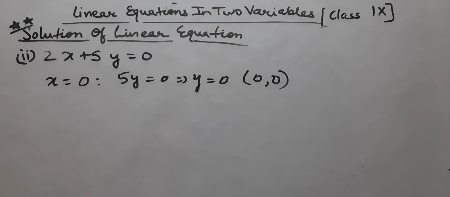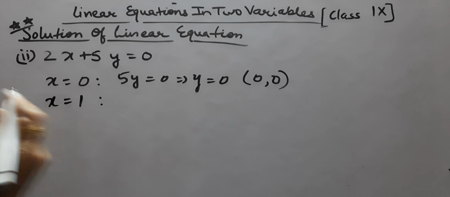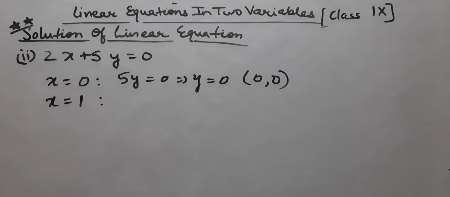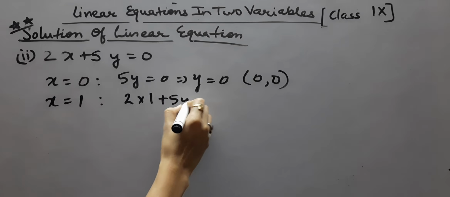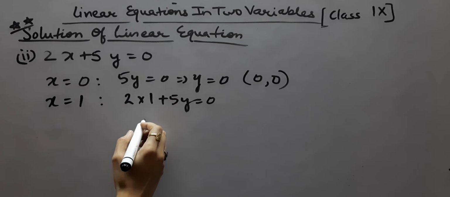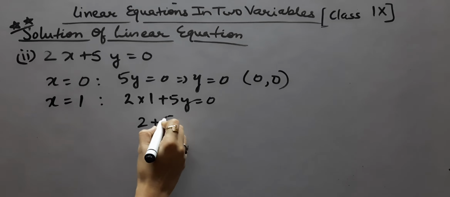Now for the other solutions, what will I do? I need to find two solutions. So for the other solution, I can put here x equals 1. Now I will simply put the value of x, or you can put the value of y also. It's up to you. So here I have put the value as 1. So 2 multiplied by 1 plus 5y equals 0. So this will become 2 plus 5y equals 0. So this will give me 5y equals minus 2, and y equals minus 2 by 5.